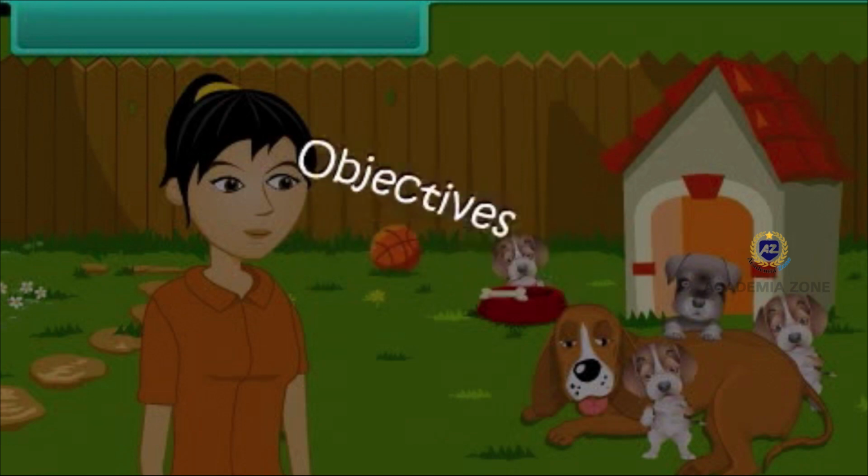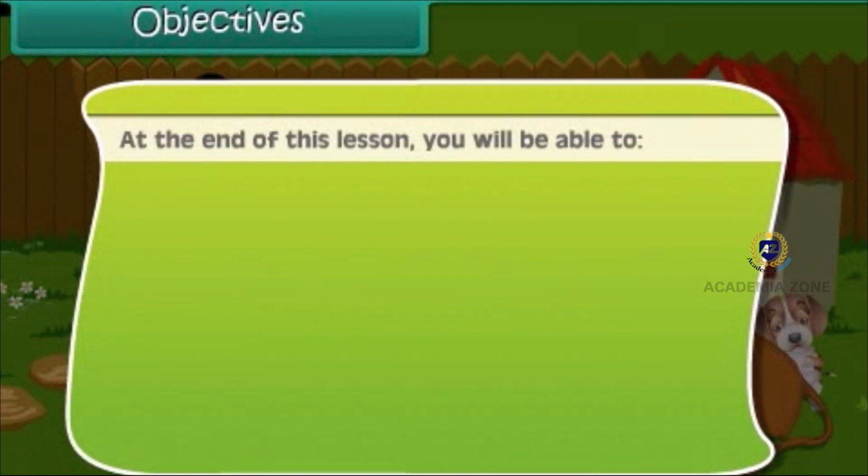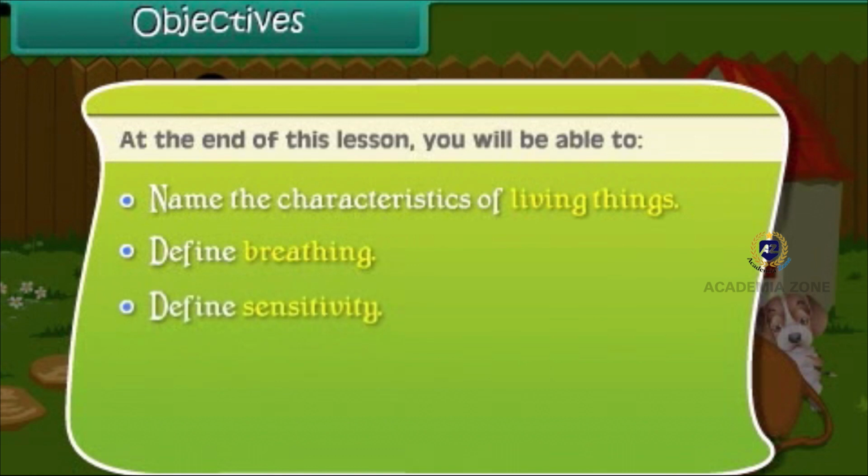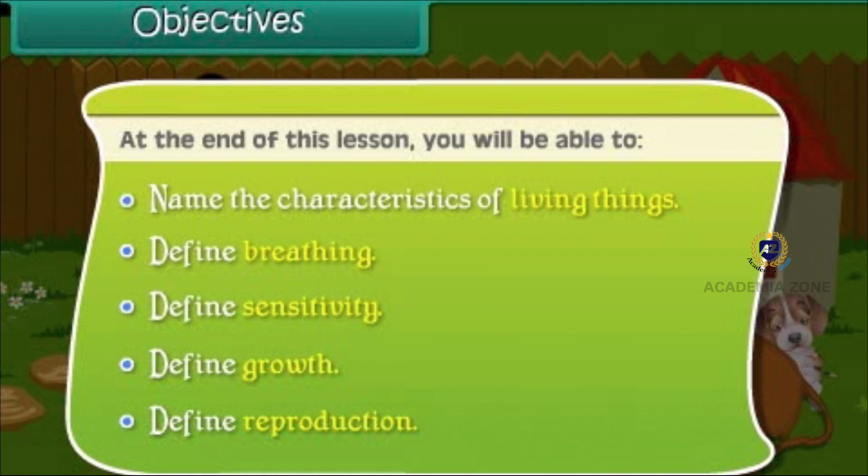Objectives. At the end of this lesson, you'll be able to name the characteristics of living things, define breathing, define sensitivity, define growth, define reproduction.